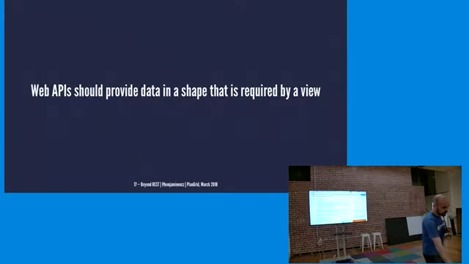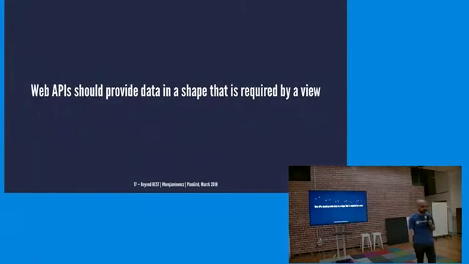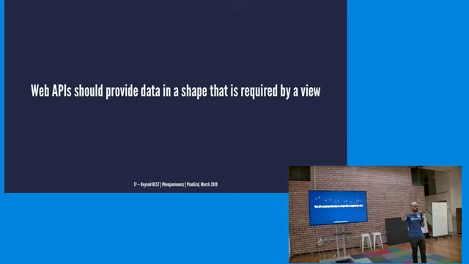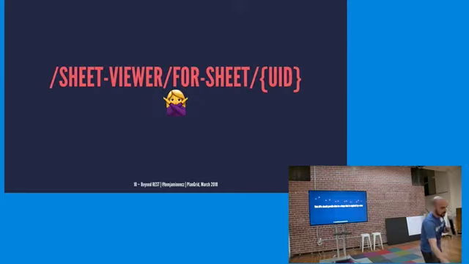What we really want is that web APIs provide the data in a shape that is required by that view. So really we want one endpoint where you can go and say, give me all the data that I need to render the sheet viewer, or give me all the data that I need to render this newsfeed. And I don't want to go to 50 different places to collect this data. But it's fundamentally incompatible with a really RESTful API, because RESTful APIs think in terms of resources.